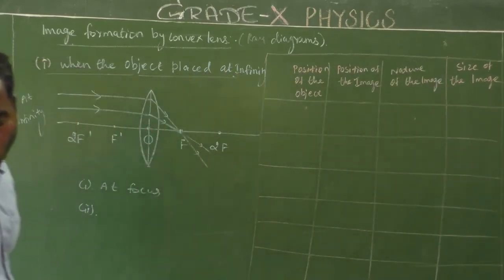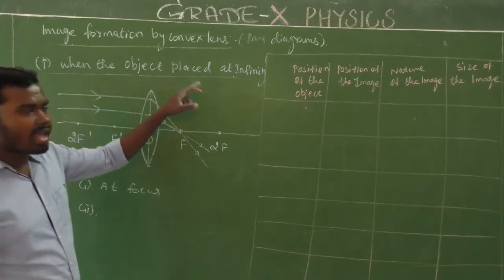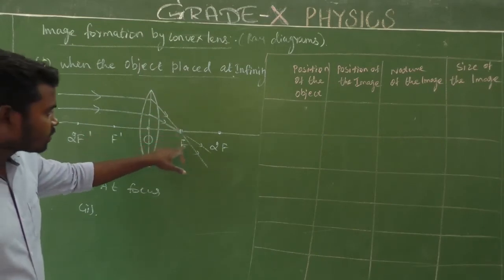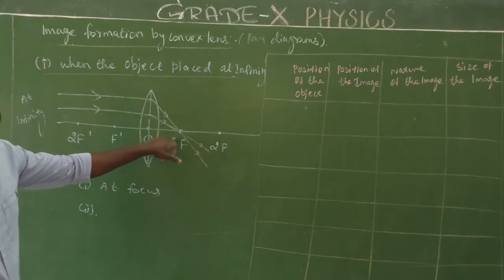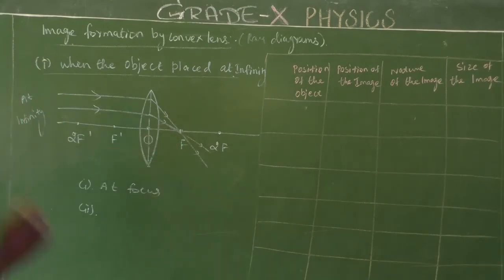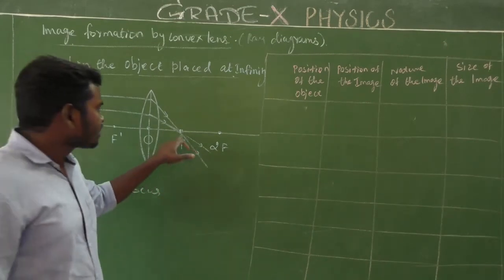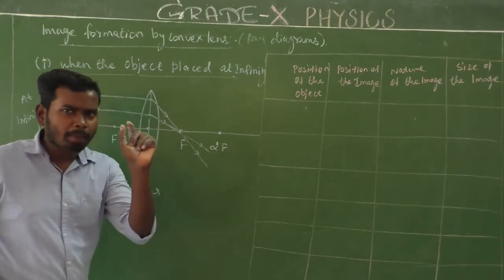So this is the first one, don't get confused. What is the first rule? When the object is placed at infinity, then the image is formed at focus. Is it clear? Yes. Look at here. Next question: what is the size of the image? Look at here. The image is formed here. Actually, the image size is very small, point size.